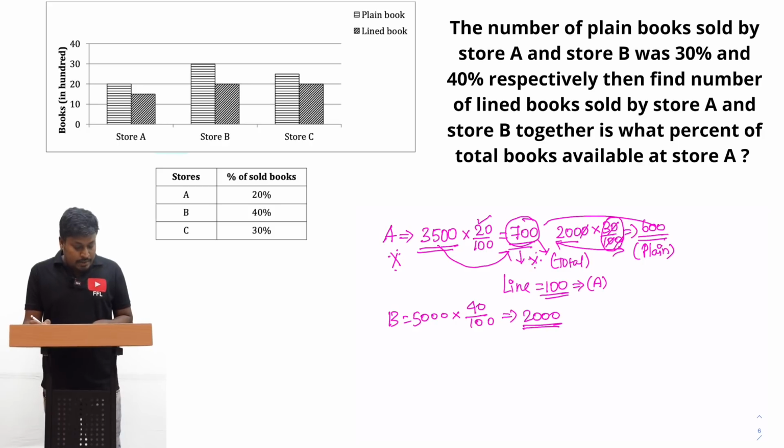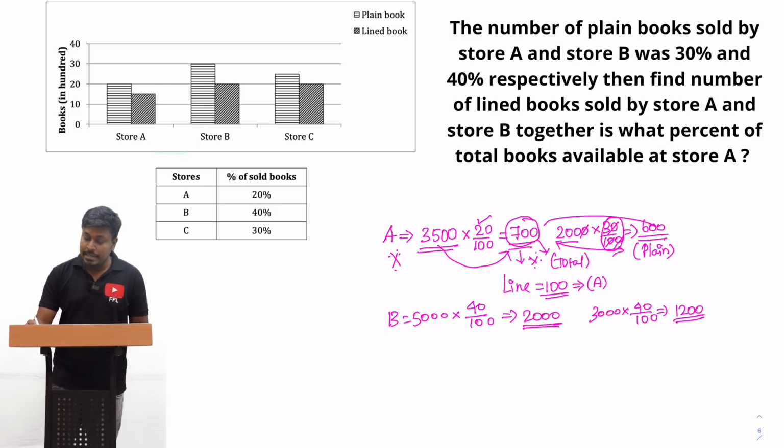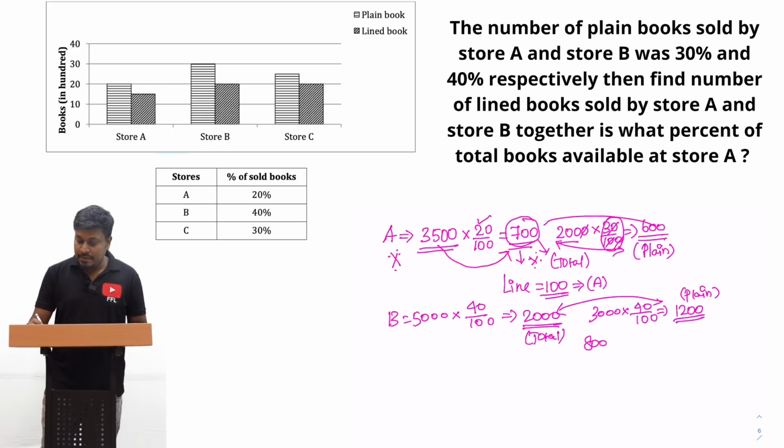Now from the question, the plain books sold are 40%. So look at the chart. Store B, plain books are how much? 3000. In this 3000, 40% were sold. So 40 by 100, the resultant will be 1200. So 1200 will be the plain books sold from store B, and 2000 will be the total books sold. When you subtract 1200 from 2000, the resultant will be 800.